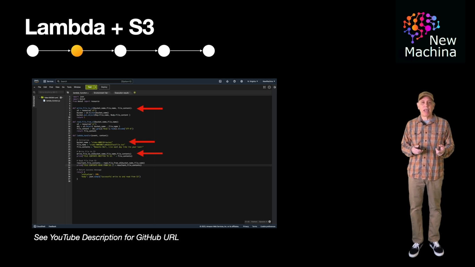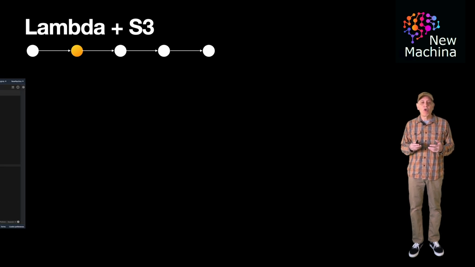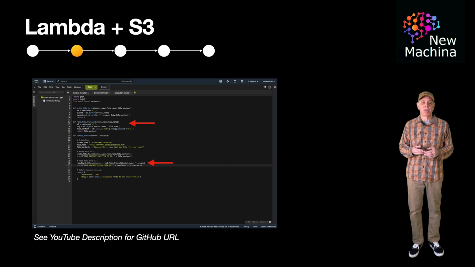I pass the bucket name, the file name, and the file contents to this function. I log the results to the execution console using the print statement. Next, the code reads back the file from S3. I call the function read_file_from_S3 and read back the file from S3. I pass in the bucket name and the file name. The function returns the file contents and the results are logged to the execution console using the print statement.